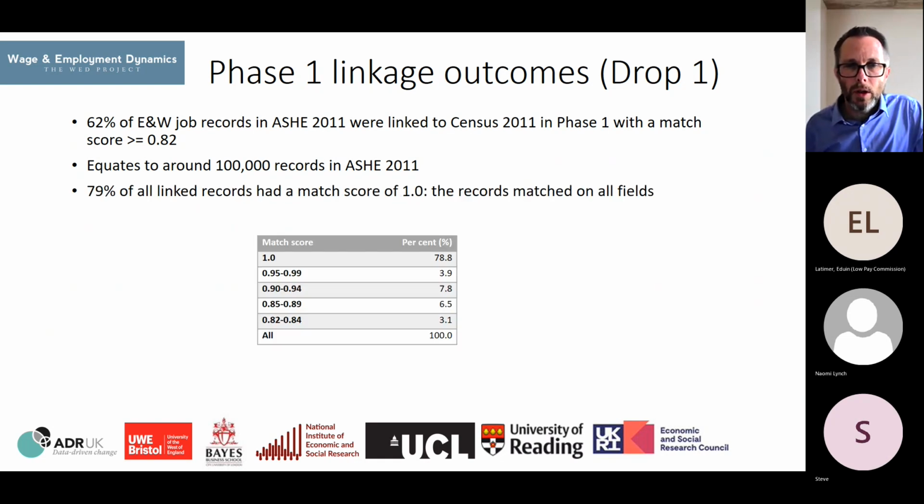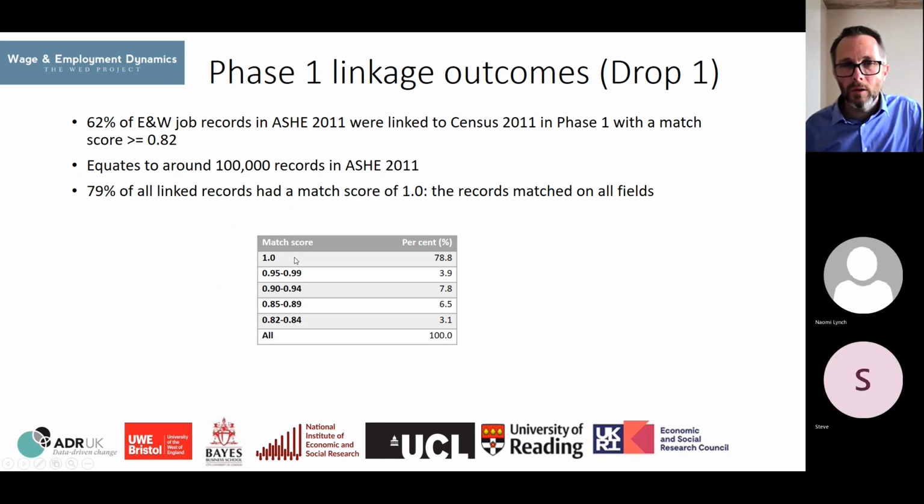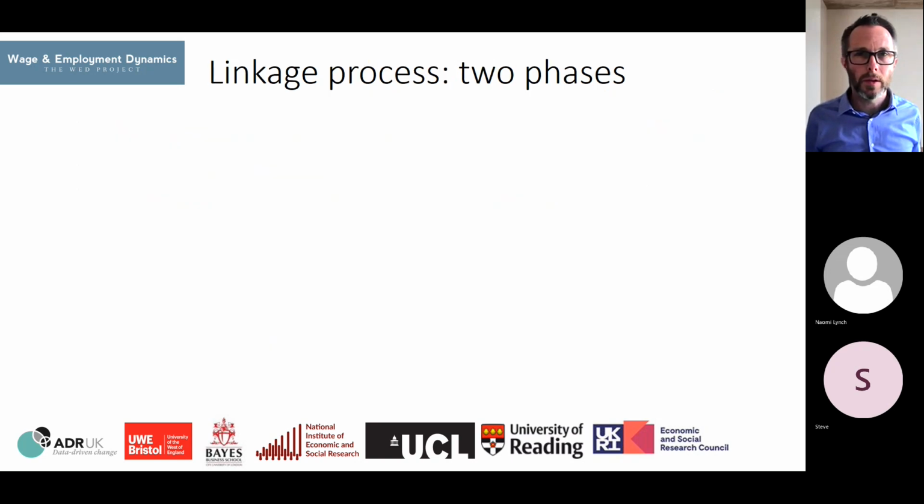And here's the distribution of the match scores. Around 80% of those 100,000 linked records had a match score of 1. In other words, they matched across ASHE and Census on all four of those complete linking fields: name, date of birth, gender, and home postcode. So those are the data that have been available since the autumn, and that some of you have been working with. Around 100,000 records for ASHE 2011 linked to the census.